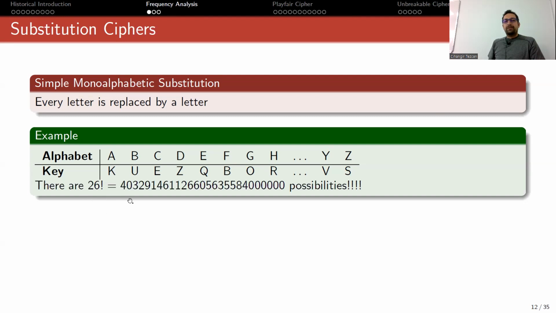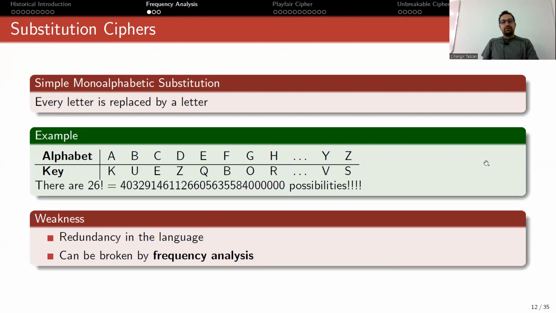The thing is that 26 factorial is a very huge number. Even with modern computers, trying all one by one will take a lot of time, right? So as you can see, brute force does not apply here. So you might think that, okay, then we have a fantastic algorithm. Why do we not use it in practice today in our computers? Because although we cannot break it by trying every possible key, we can find a weakness in this approach and break it that way.